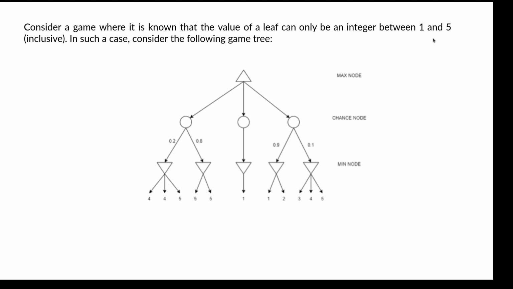Now next question: consider the game where it is known that the value of a leaf node can only be an integer between 1 to 5, inclusive. In that case, consider the game to be.